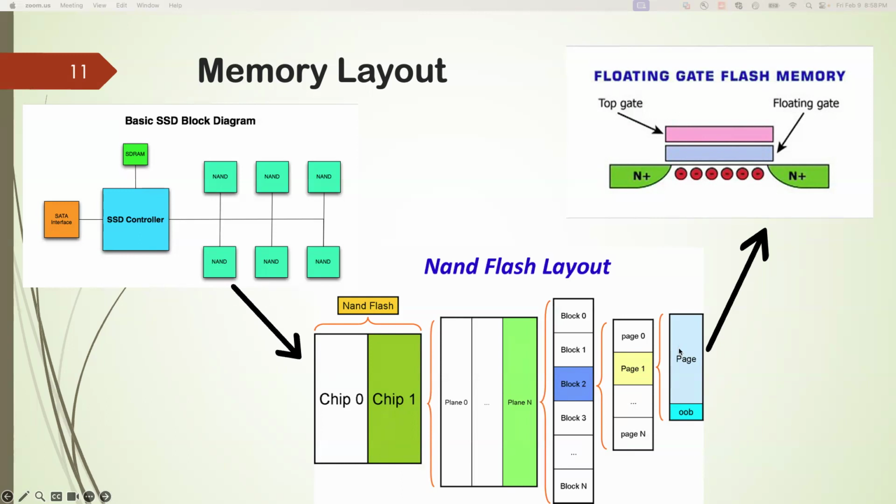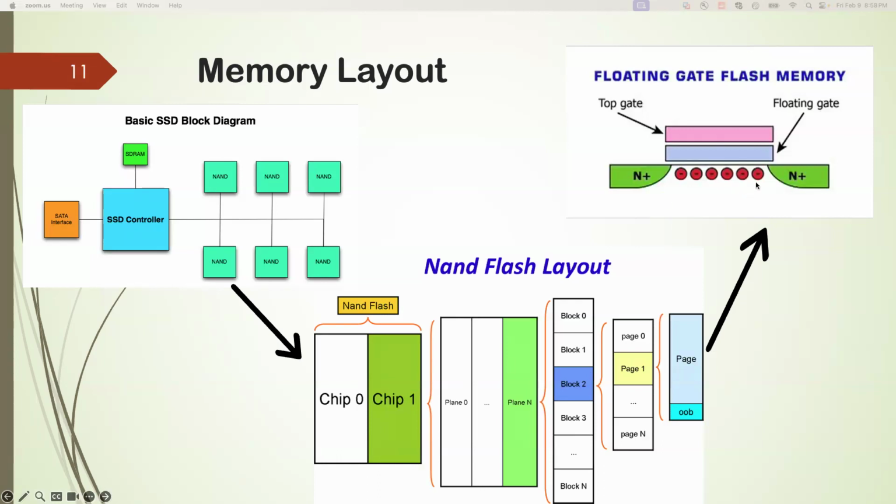At the very core, if you look at one page, it consists of multiple floating gate flash memory cells. So you have hundreds and thousands of these small memory cells in which you can store data.